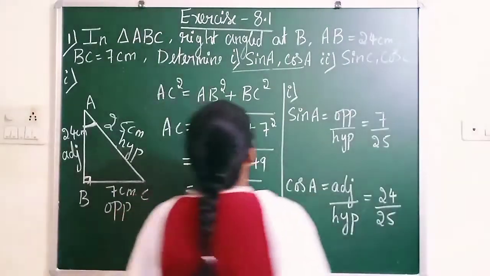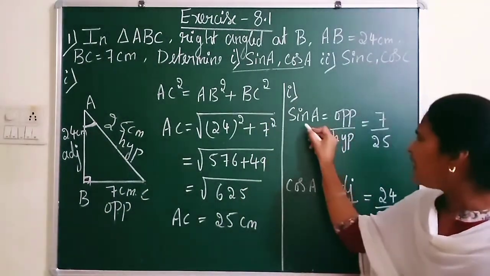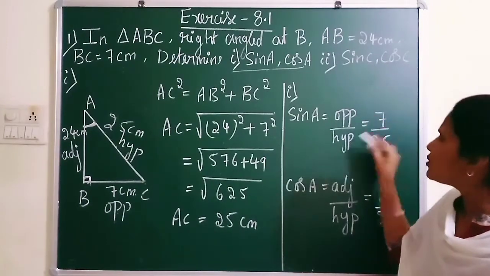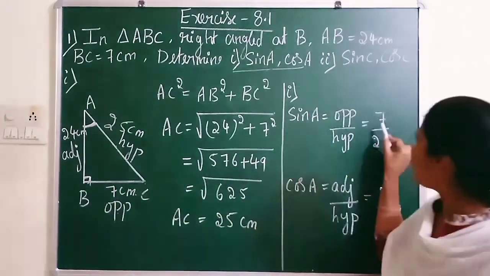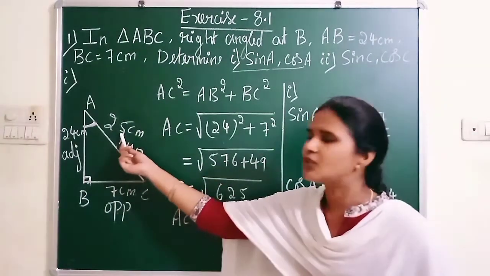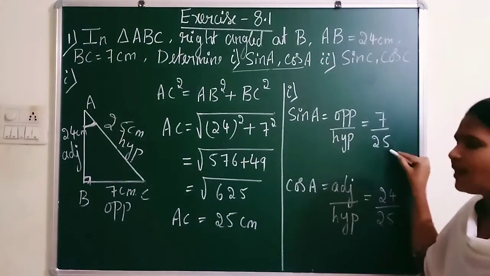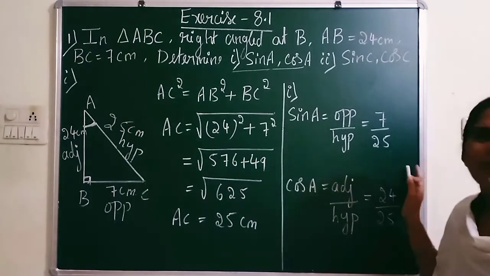Now let me start writing sin A. So what is the ratio of sin A? As you know, sin A equals opposite by hypotenuse. So here look at the diagram and tell me what is opposite here? 7. So write 7 divided by hypotenuse, which is 25. So sin A equals 7 divided by 25. If it gets cancelled, you can cancel it. Otherwise, keep as it is.